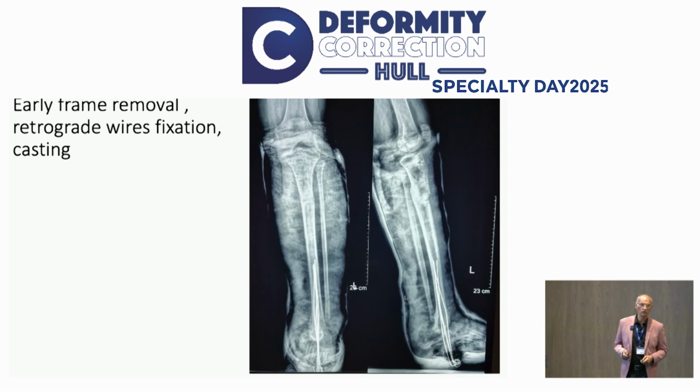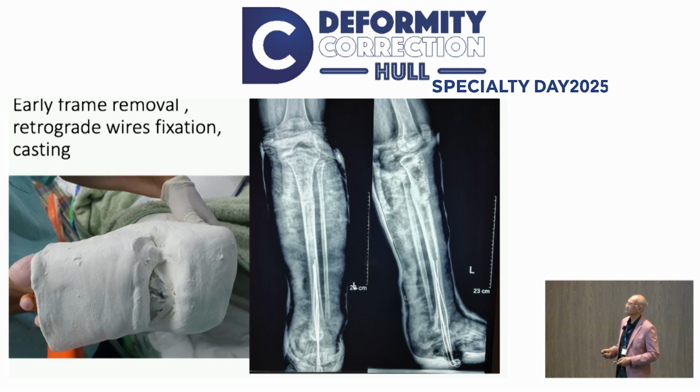Usually the patients with Charcot have severe pin tract infection, and we remove the fixator prematurely, at about 4 months. Usually it takes about 6 months to completely unite. We remove it early, and during removal, we put multiple wires again, retrograde, and casting. You see this type of cast?